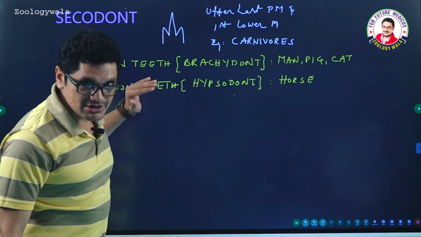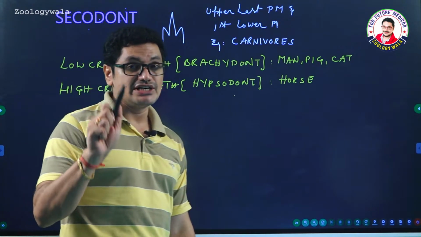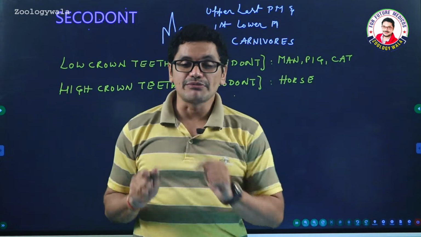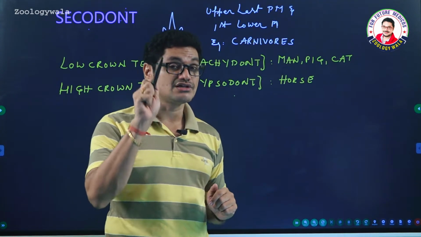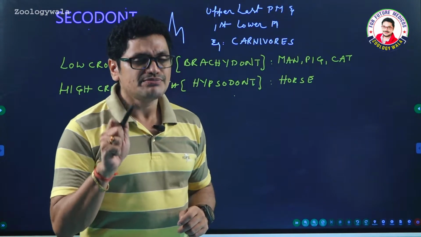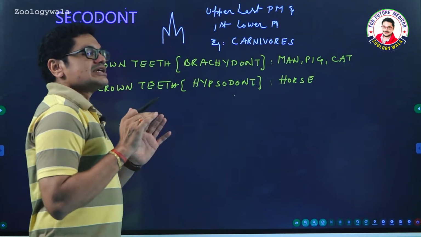These are the different types of teeth asked in the examination. Previously they asked in which of the following animals bunodont teeth are present. Questions like that are also observed, so it is better to concentrate on these types of teeth also.